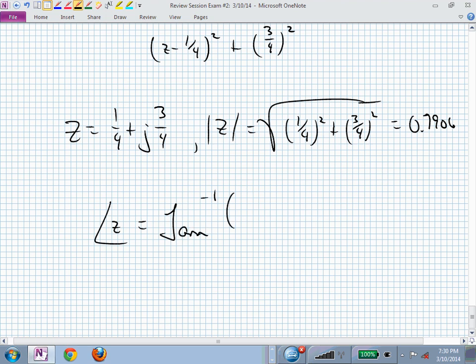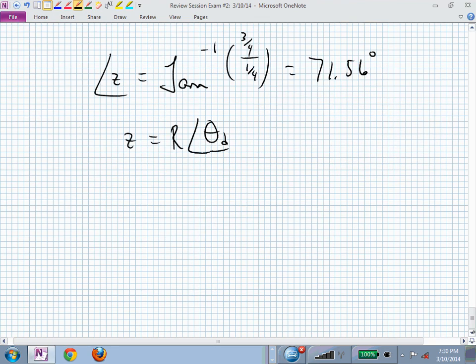is now 3/4 divided by 1/4, or the inverse tangent of 3. So that's a bigger thing than 45 degrees. That ends up being in radians 1.25, and in degrees it's 71.56 degrees. So now I know what z is. It's some radius at an angle theta sub d.